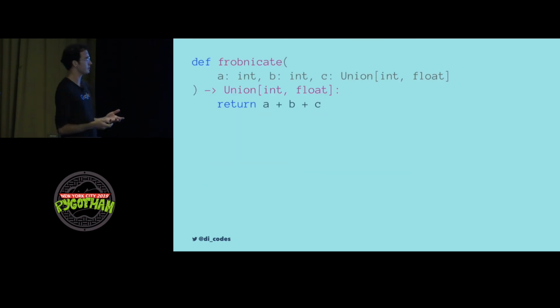So then we could write something like this. We could have a frobnicate function that takes an integer, and then optionally it could take an int or a float, and then the return value, again, could be either an int or a float. So once we have these special type constructs, we have a more powerful type system here.